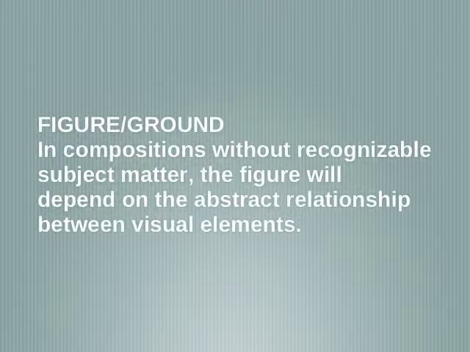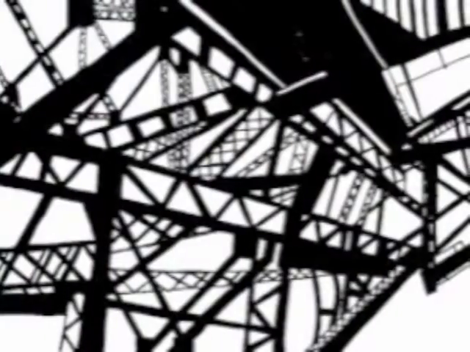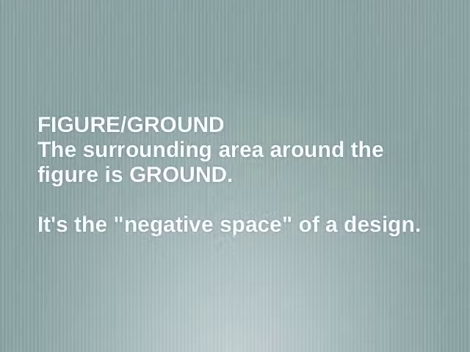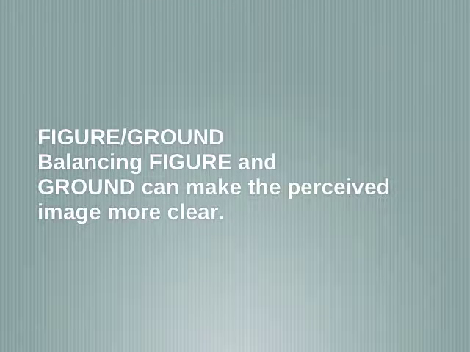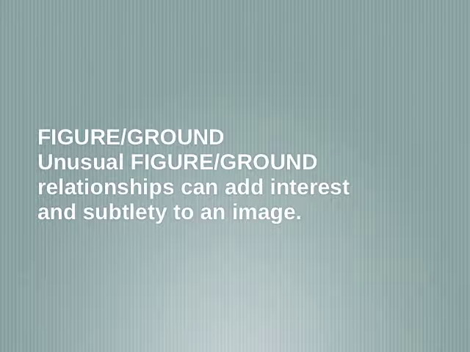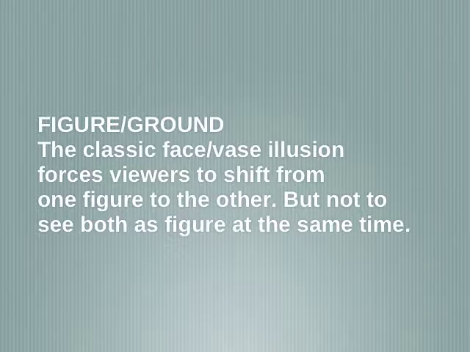In compositions without recognizable subject matter, what we see as figure will depend on the abstract relationships between the visual elements. The surrounding area around the figure is the ground. It's the negative space of a composition. Balancing figure and ground can make the perceived image more clear. Using unusual figure and ground relationships can add interest and subtlety to an image. The classic face-vase illusion forces the viewer to shift from one figure to the other, but not to see both as figure at the same time.